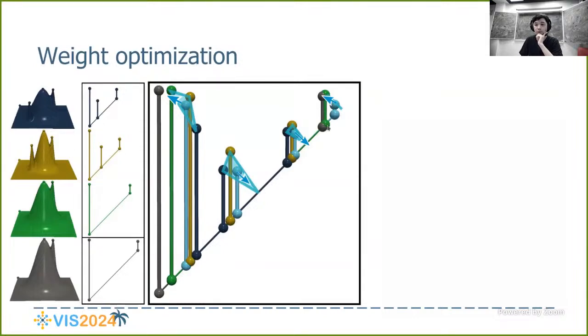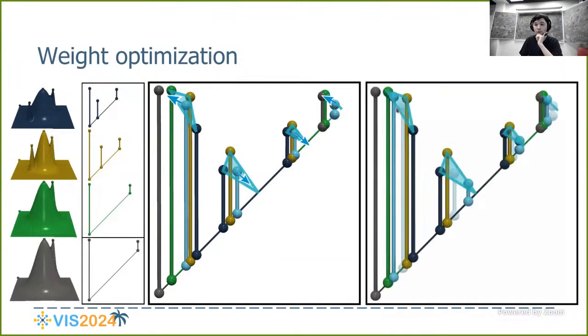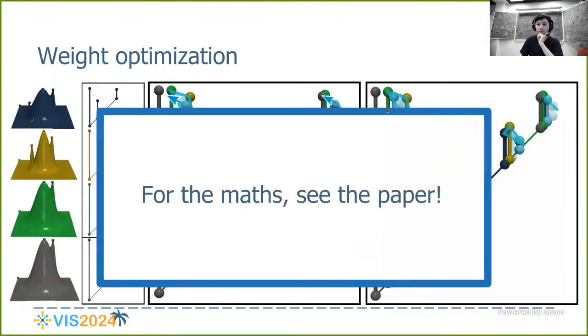Then we compute a gradient and we update. And as you can see on the right, each cyan point moved to be a better approximation of its assigned gray one without modifying any elements in the dictionary. And for the math, please see the paper.